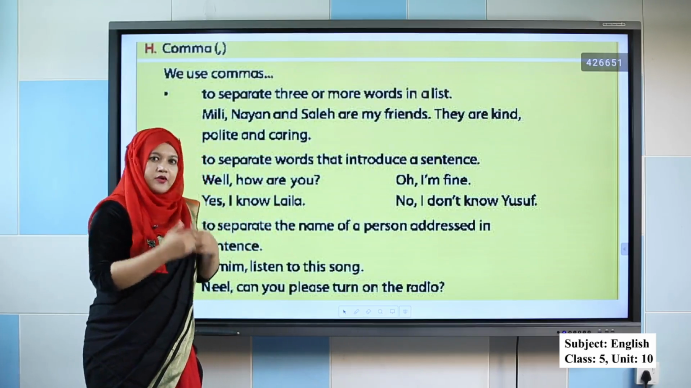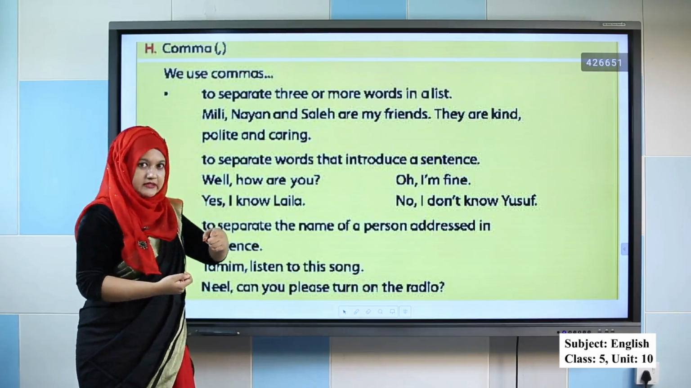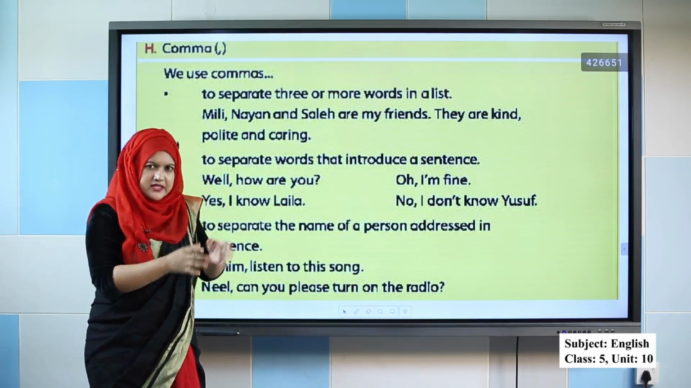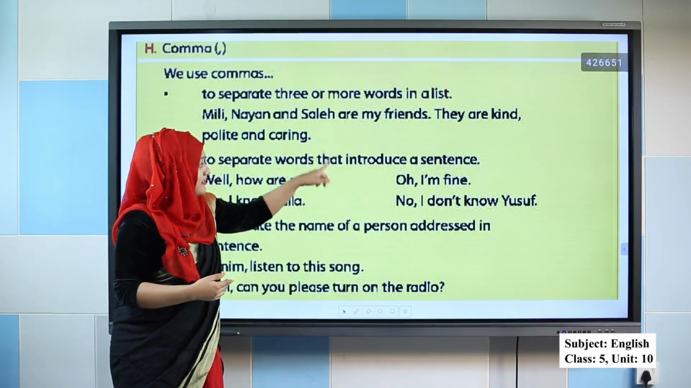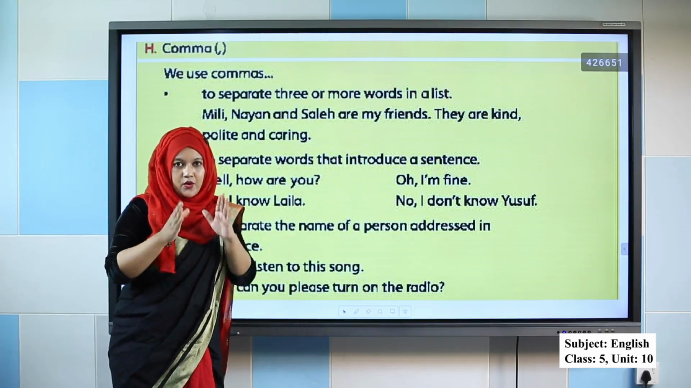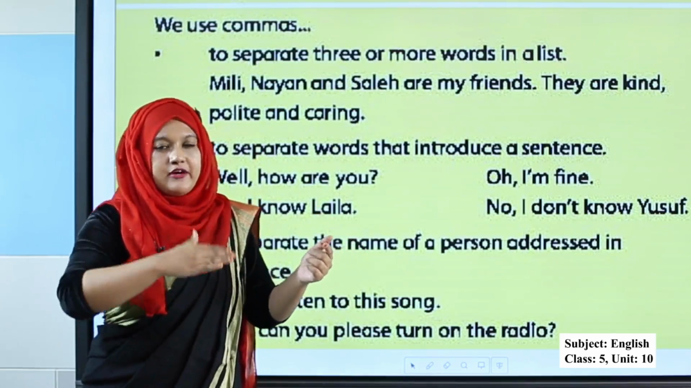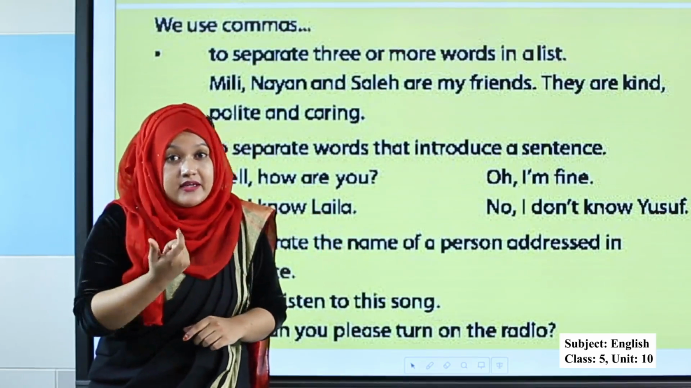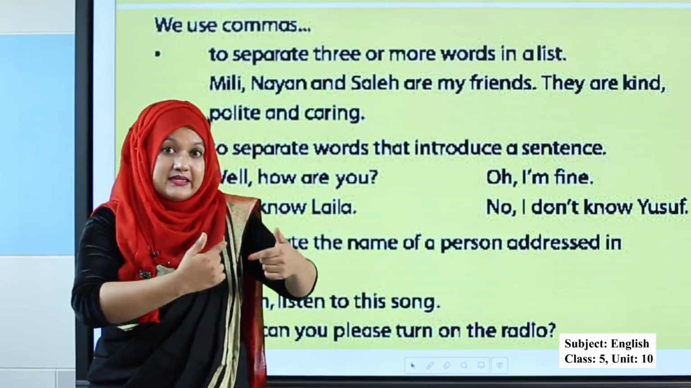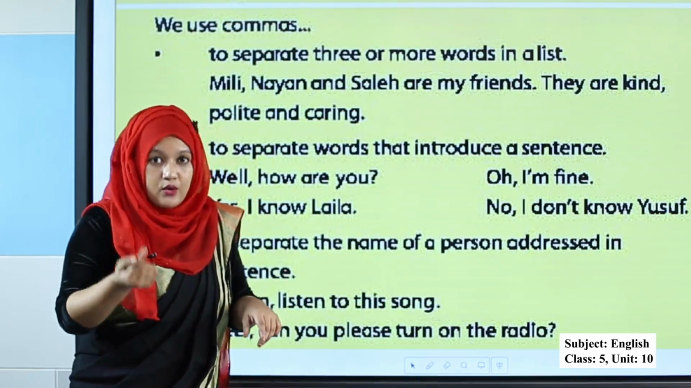Okay. Then, what is the rule? The second rule to use comma? The second rule is to separate words that introduce a sentence. That means when a sentence is going to start, if there is a single word, we need to separate it from the sentence that is introduced. So, we separate that word with comma.